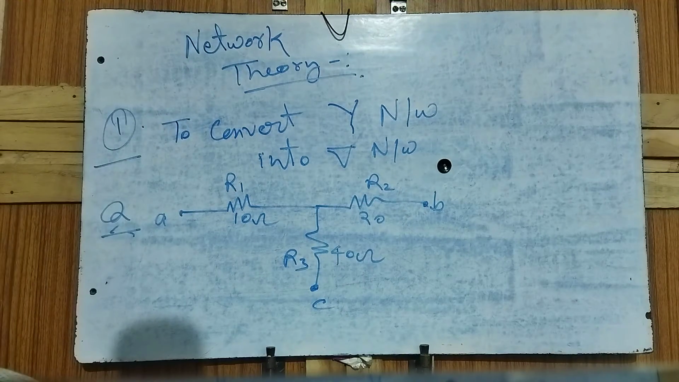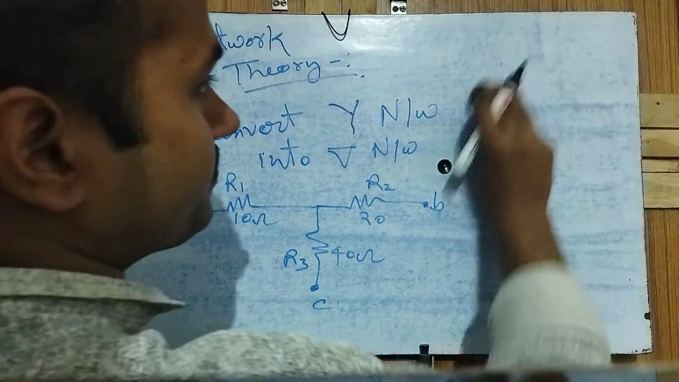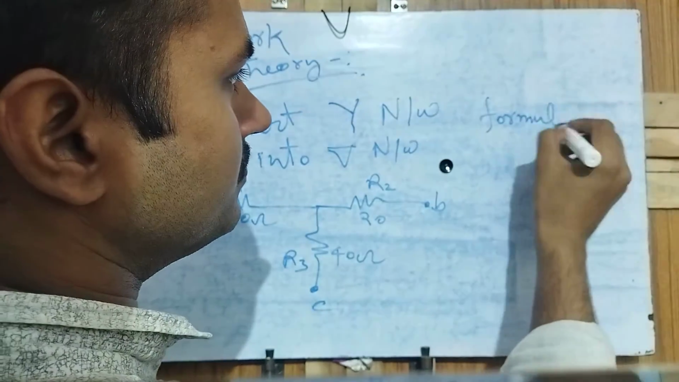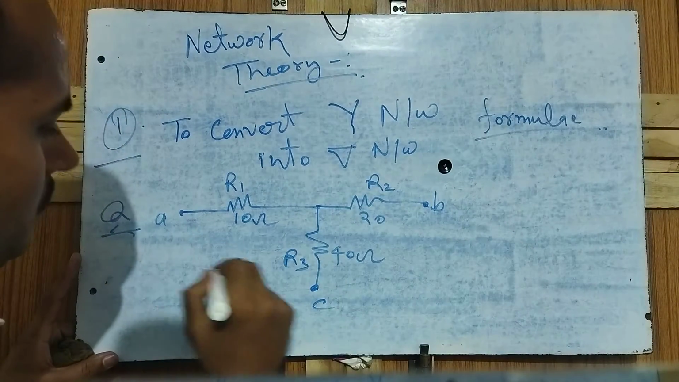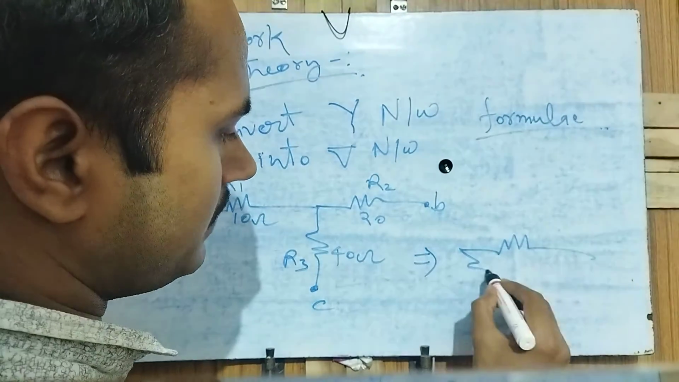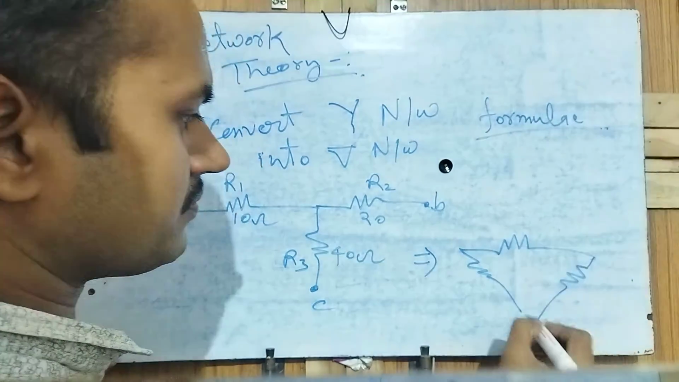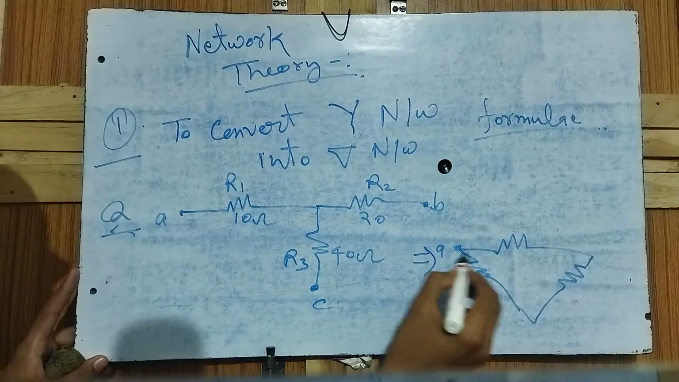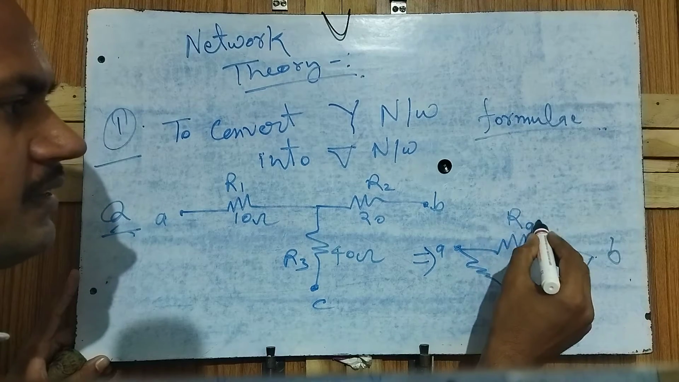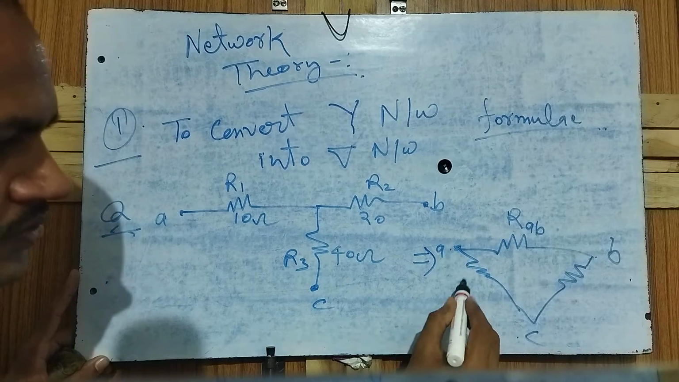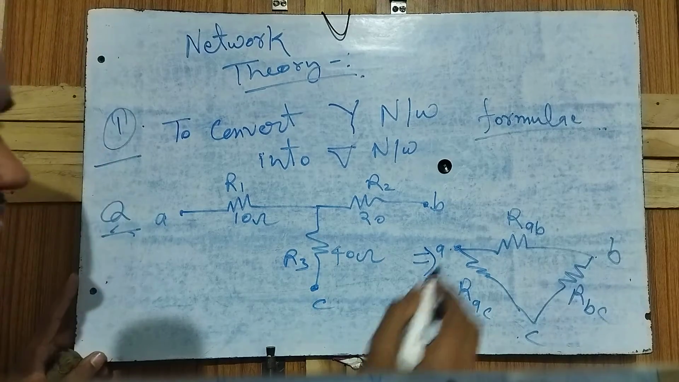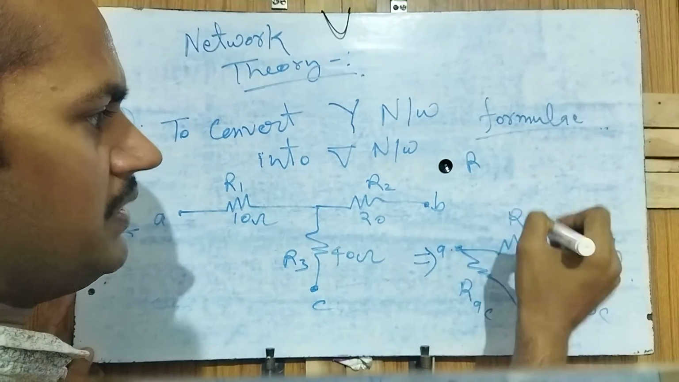So what is the formula? If I want to convert this into a delta network, it will look like this. This is point A, this is point B, this is point C. So between A and B is called RAB, this is AC, so it is RAC, and this is BC, so it is RBC.